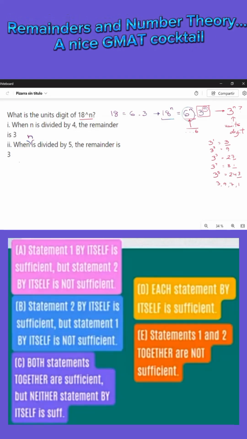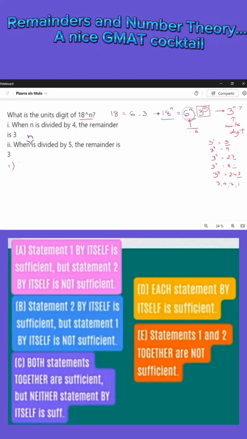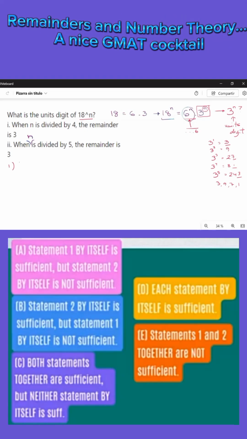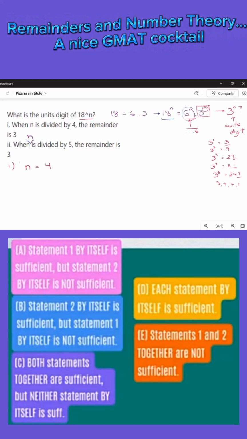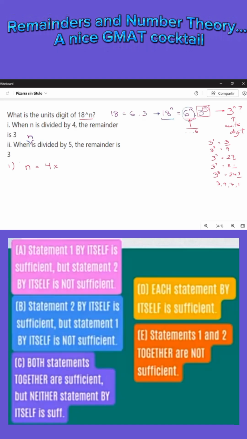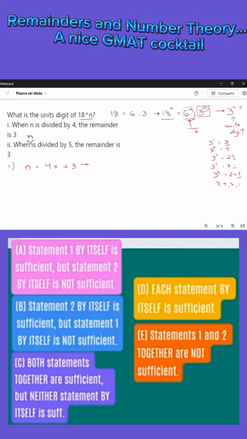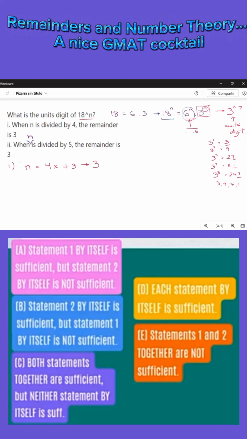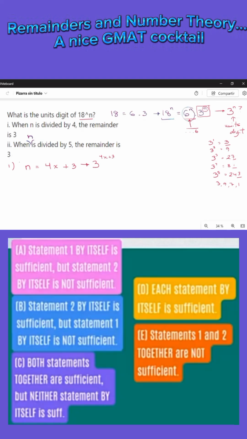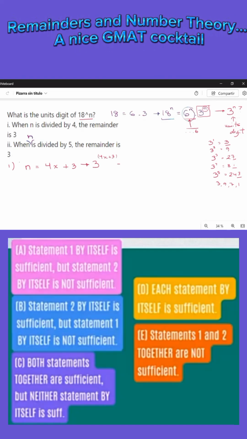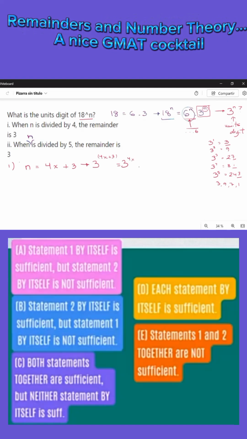Considering this, let's analyze statement 1. In statement 1, it says, when n is divided by 4, the remainder is 3. So this exponent can be expressed as the product of divisor 4 multiplied by some integer quotient x plus the remainder 3. So if we try to calculate the units digit of 3 to this exponent, we can split exponent n like this using properties of exponents. This is 3^(4x) times 3 cubed.